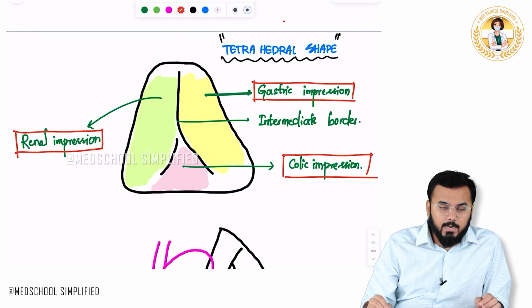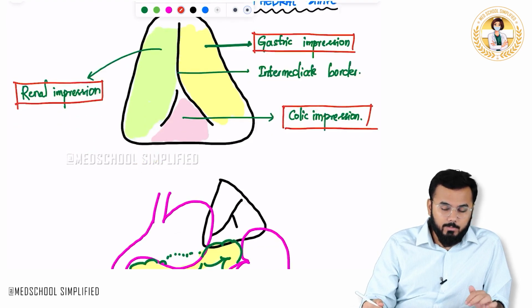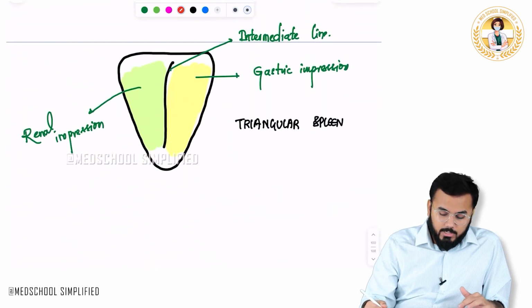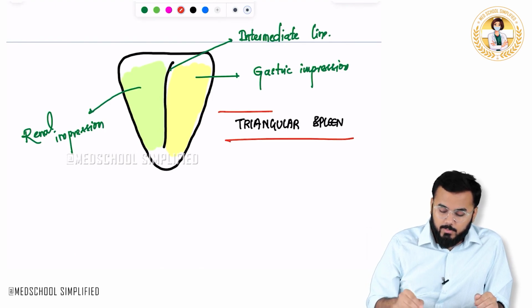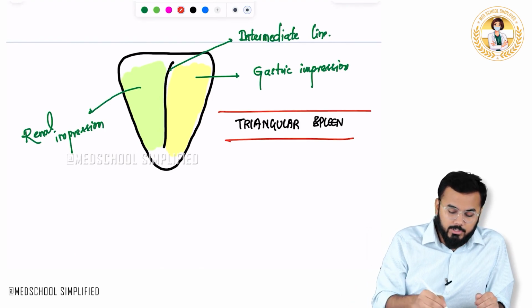Next we have got the tetrahedral shape. Tetrahedral has got how many impressions? Three impressions: gastric impression, renal impression, and a third impression. And the next important thing is we have got the triangular spleen. So triangular spleen has got how many impressions?